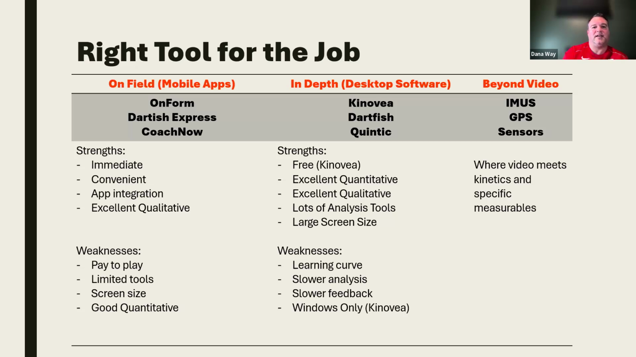We tend to use, like I said, at Athletics Canada, OnForm. The reason we use it is it just serves our purpose pretty good for now. It does a really good job of the qualitative piece and the sharing piece. It has good quantitative pieces to it as well. So you can measure angles, you can measure distances, times, things like that. You obviously have to pay for it, which is a bit of a weakness.